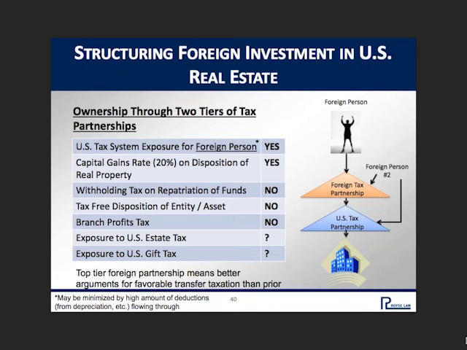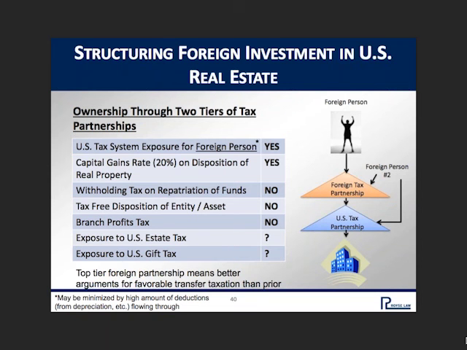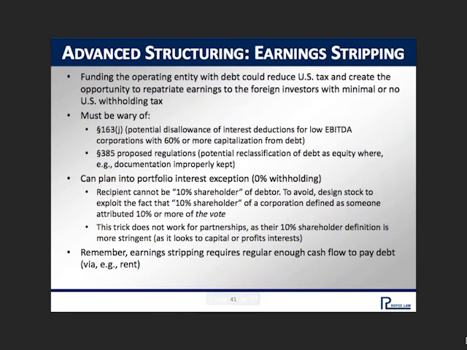Yeah. And then the next structure we have up here lets you combine the foreign tax partnership, which gives you a better estate tax argument, a better argument that it's non-U.S. situs property, and then you get to still have the U.S. tax partnership, which gives you that 1446 withholding. Otherwise, same income tax results and same general gift tax.